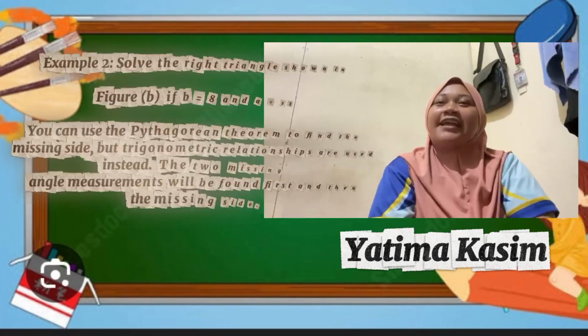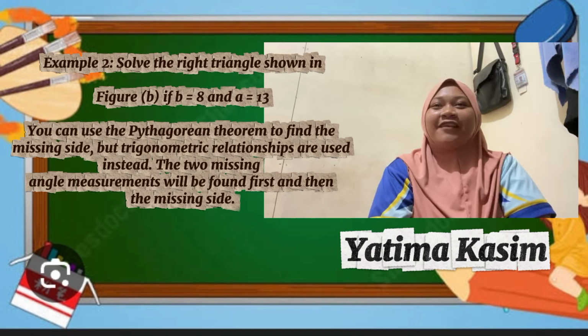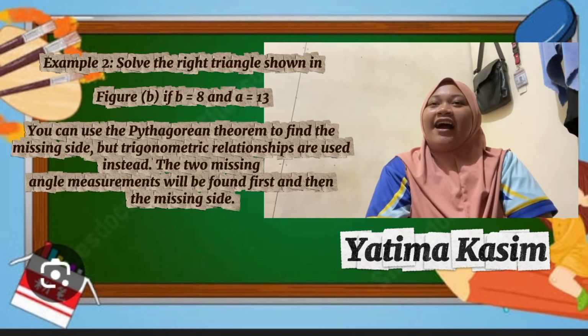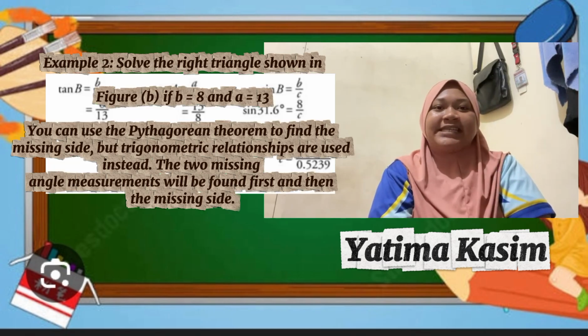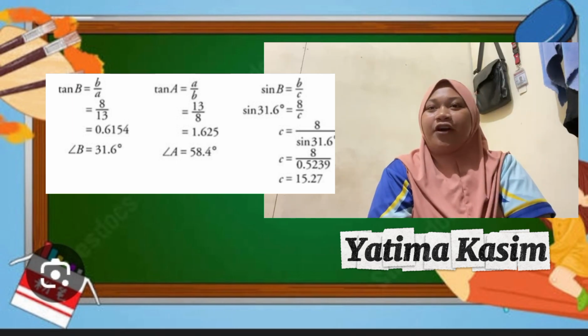Example number 2. Solve the right triangle shown in the figure if b equals 8 and a equals 13. You can use the Pythagorean theorem to find the missing side, but trigonometric relationships are used instead. The two missing angle measurements will be found first and then the missing side. For example, tan B equals b over a equals 8 over 13 equals 0.6154.